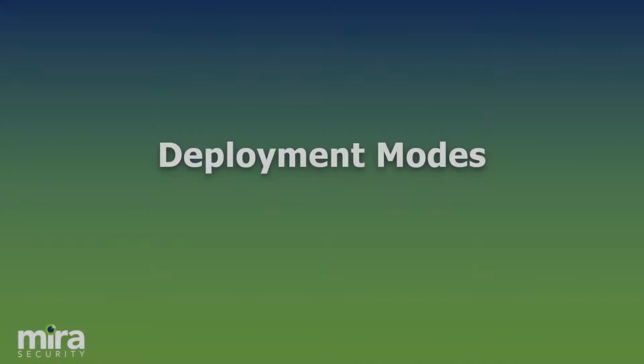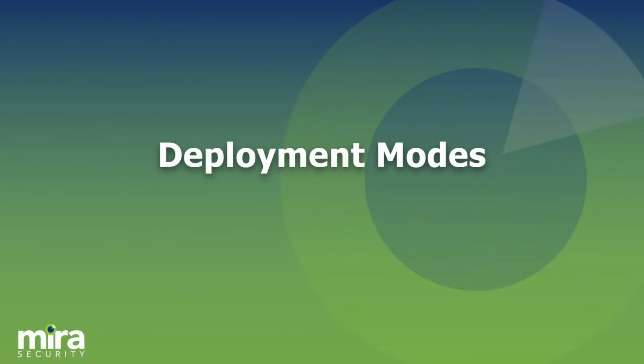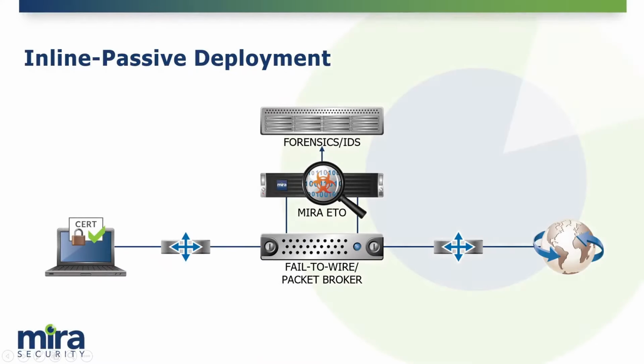There are 3 deployment configurations that can be used depending on what your network needs might be. The first deployment is an inline passive configuration. This is where the ETO actively decrypts the traffic, resigns it with its own certificate, then sends the re-encrypted traffic to the destination. It passes the decrypted traffic to a passive security and monitoring application, which will then be able to analyze the traffic and alert you to any malicious activity.